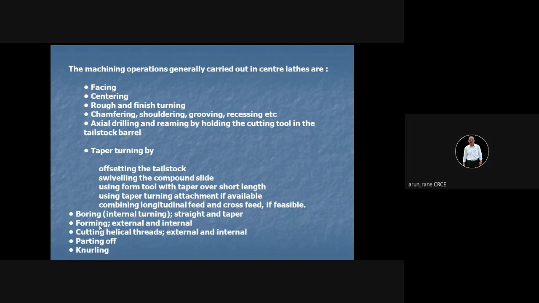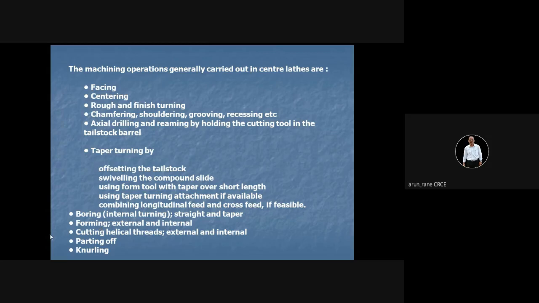Forming means, suppose we have a radius on the workpiece, that radius has to be ground on the tool, and then the tool is to be plunged onto the workpiece. This operation is called forming. Remember, this is a forming operation on a lathe machine. It is not a forming process, not the joining and forming processes that you learn. This is just one of the operations on the lathe. It is not a joining process, or a sheet metal process. It is a type of operation.